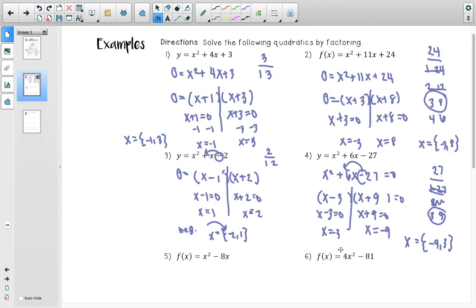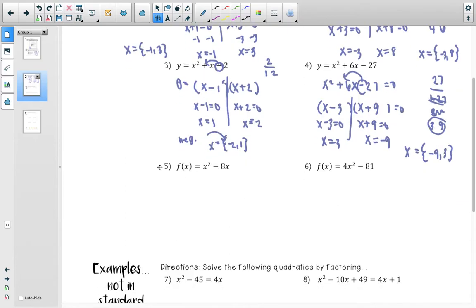So setting it equal to 0, all of that. Now if you look at number 5, we have an x squared, we have an 8x, but we have no constant. So that's the situation. If there's a situation where there's no constant, no straight number, you're going to have to factor by greatest common factor. You're still setting equal to 0, doesn't matter which side, but you have to factor this.